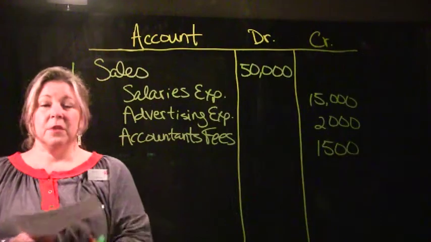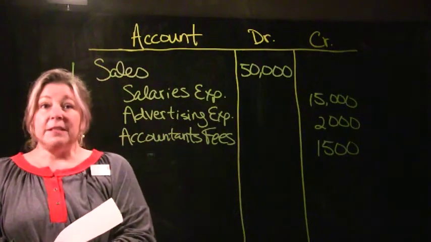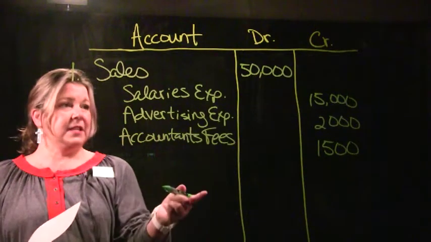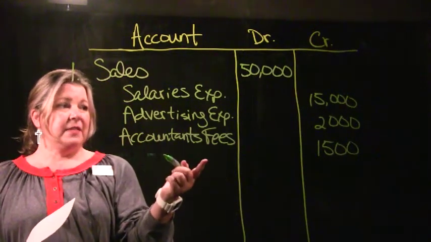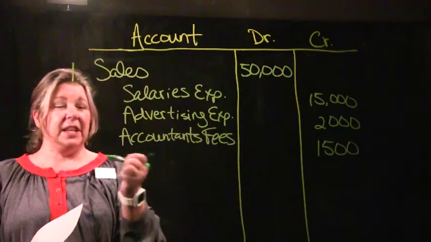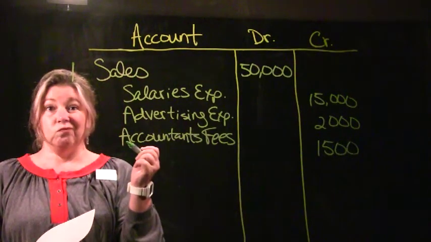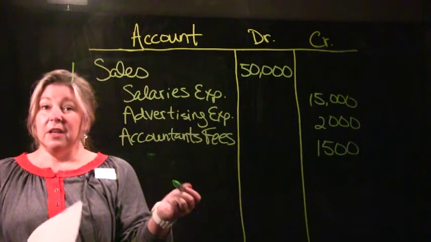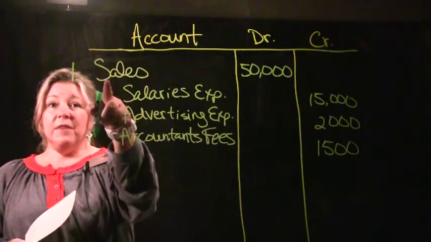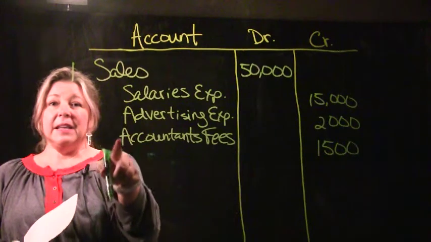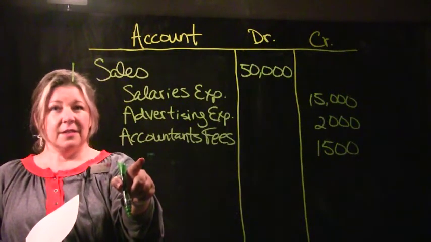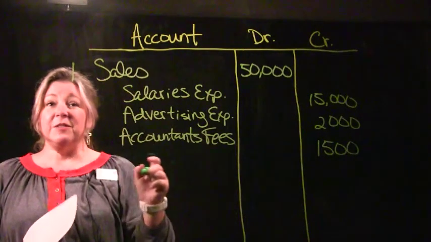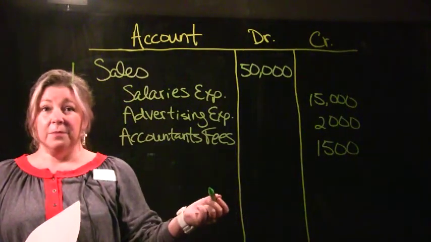So I kind of did that on purpose just to give you a little real world taste of how accounts might be listed. So we know that debits and credits have to always equal. Do these equal? Does $15,000 plus $2,000 plus $1,500 equal $50,000? No. We're not done with this journal entry. Think about it. Revenues minus expenses. Sound familiar? It better. Revenues minus expenses gives us our net income.